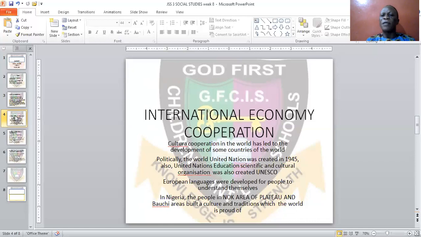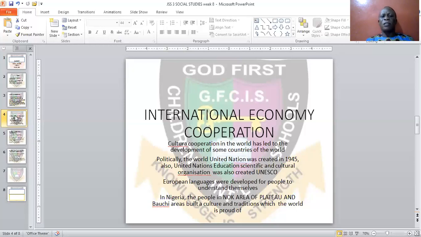In which generates money. Because even if you are going for an excursion, either to a museum or wherever, you are going to pay a token. Just like that in Nigeria, the people in the North area, at Plateau and Bauchi, have built a culture and traditions which the world is proud of. If you go there, you know that these people cherish our culture.